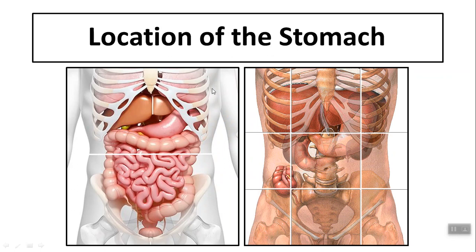Location of the stomach: it is located in the upper part of the abdomen, mostly under the cover of the left costal margin. So it is situated in the left hypochondrium and the epigastric region, and it reaches to the umbilical region, and it is mostly covered by the left costal margin.